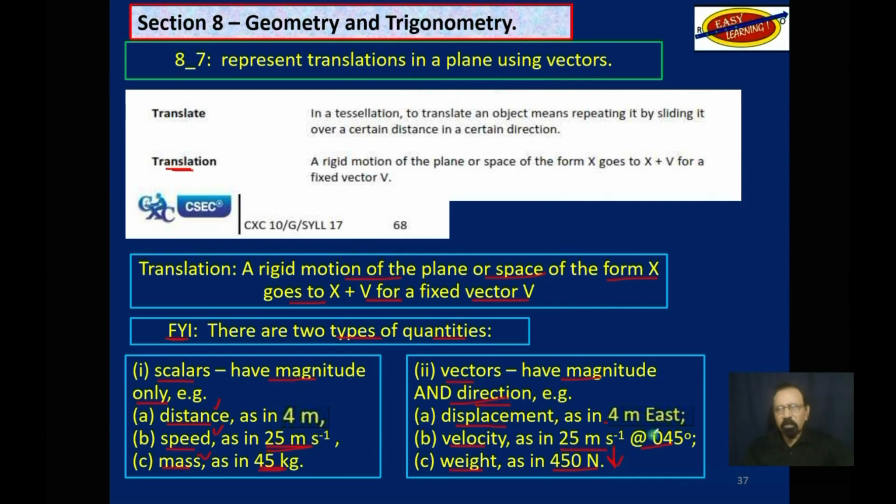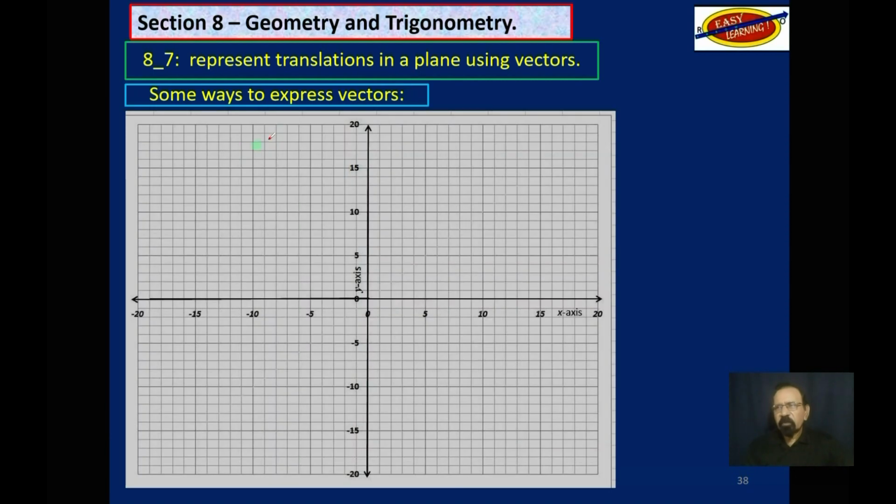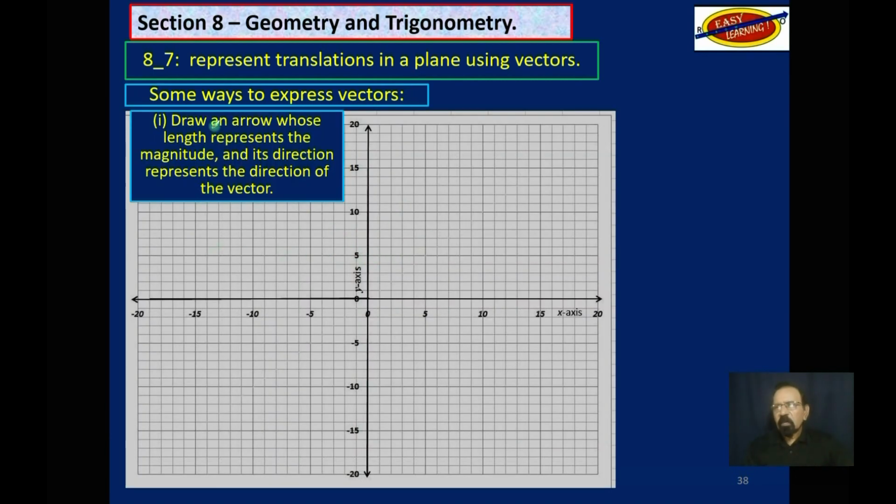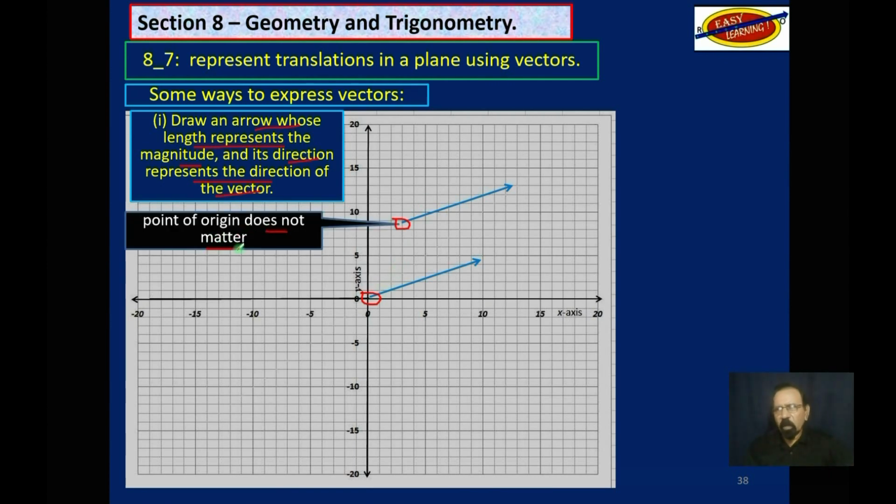It has direction. Now, some ways to express vectors, if you have a grid like this, is to draw an arrow whose length represents the magnitude and its direction represents the direction of the vector. For example, this arrow here could represent a vector, both in terms of magnitude and direction, or that arrow. Those are two identical vectors. Doesn't matter where you start, here or there. They have the same magnitude and the same direction. Point of origin does not matter. Now that's one way to express a vector.